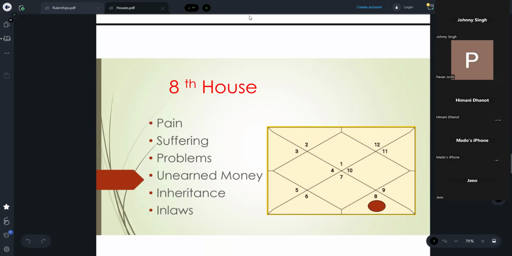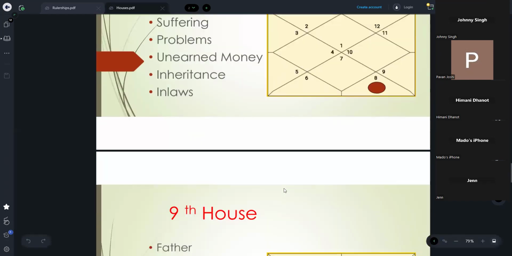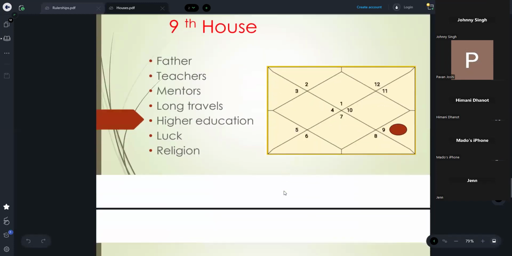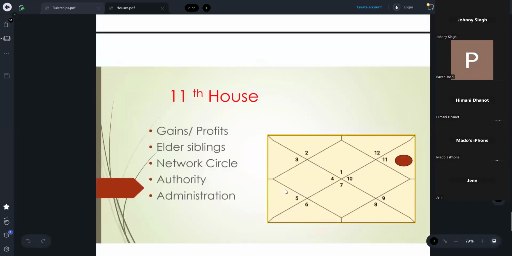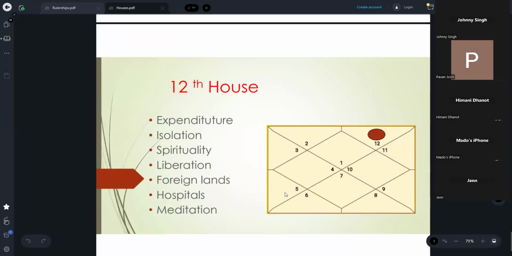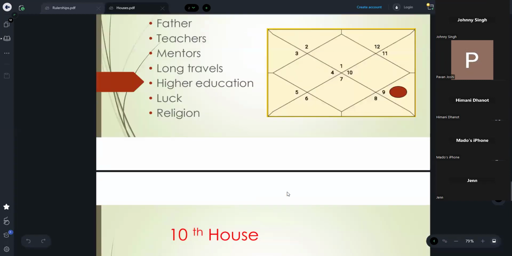Okay. So the eighth house becomes the house of other people's money, which is inheritance as well. So this is what we've done up until this point, up until the eighth house. The next session we'll proceed with houses 9, 10, 11, and 12. Okay.